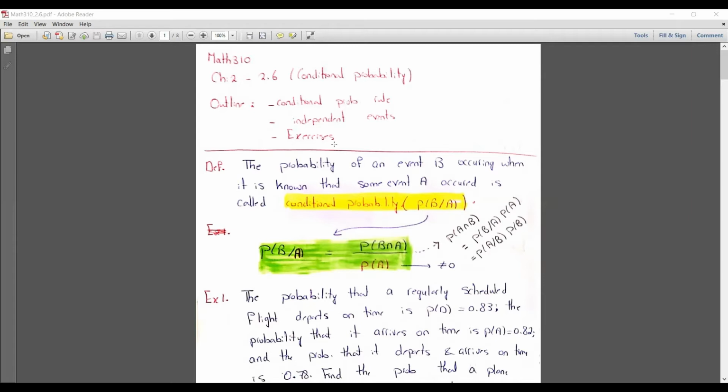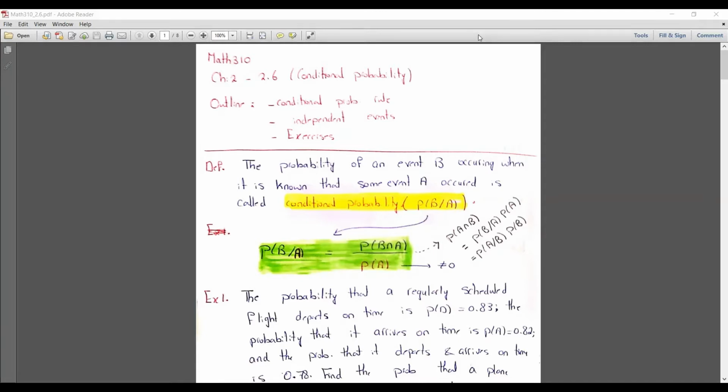Now, conditional probability, from its name, means that we need to find the probability of an event under a certain condition. So the definition: when we say the probability of an event B occurring when it's known that some event A occurred, we name it conditional probability. We write it as P of B mod A, and we read it probability of event B, knowing that A occurs. The formula for it, P of B knowing A, is equal to P of B inter A over P of A.